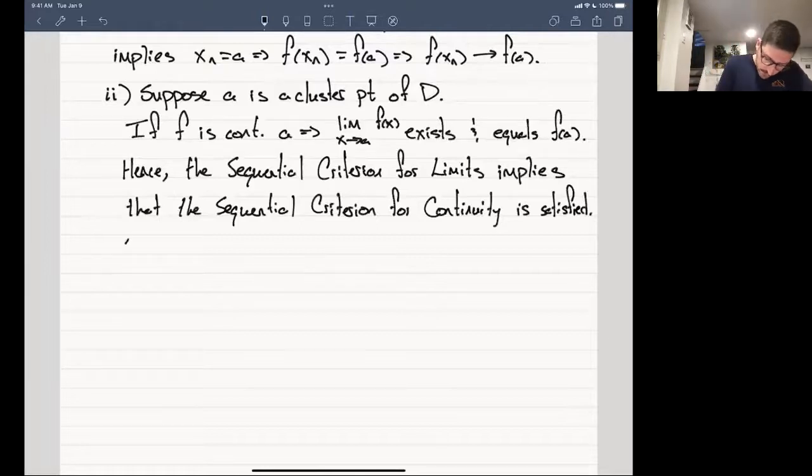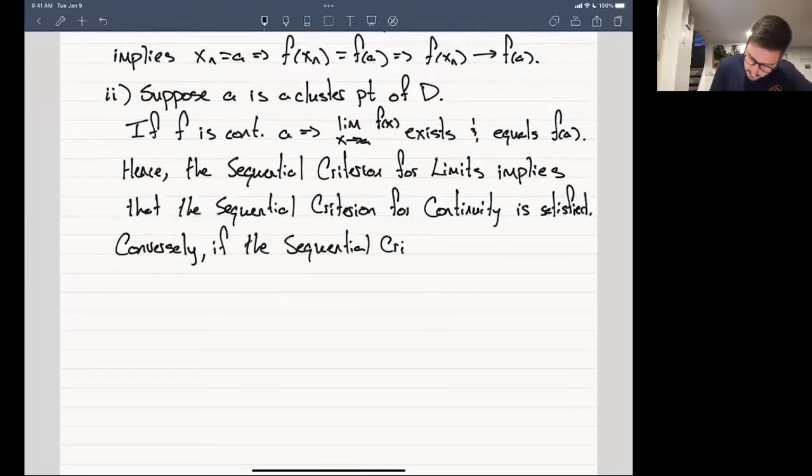And then conversely, if the sequential criterion, so it's a lot of writing here. Again, this is a corollary. Corollaries are typically automatic from what we just proved. And that's sort of what we're seeing.